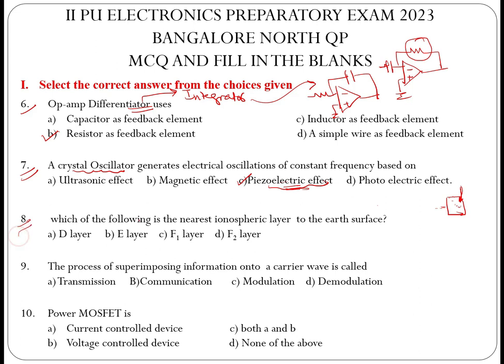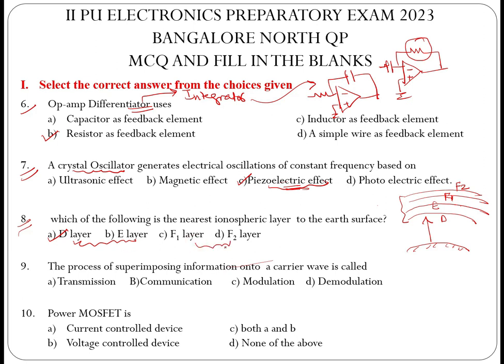Question number 8. Which of the following is the nearest ionospheric layer? Actually, if this is the Earth's atmosphere, the ionosphere has 4 layers, 1, 2, 3, 4. First layer is D, second layer is E, third layer is F1, which in the previous video I have told is Kennelly-Heaviside layer, F2 is Appleton layer. So which is the nearest layer? That is D layer. And also D layer and E layer disappear at night.